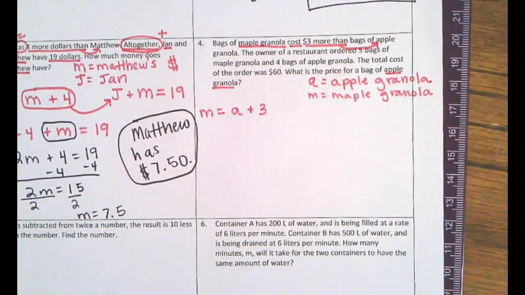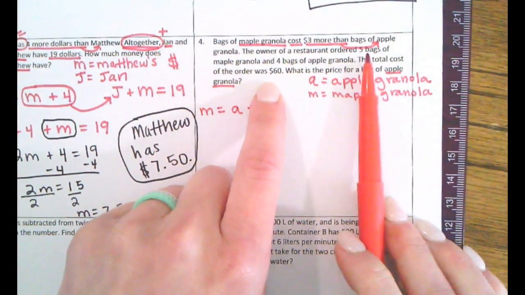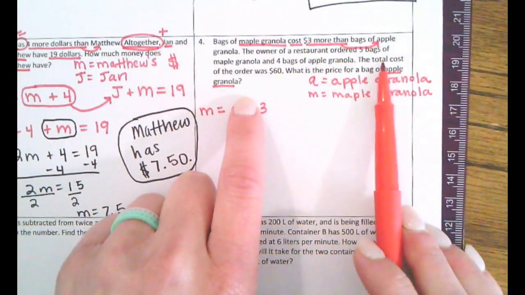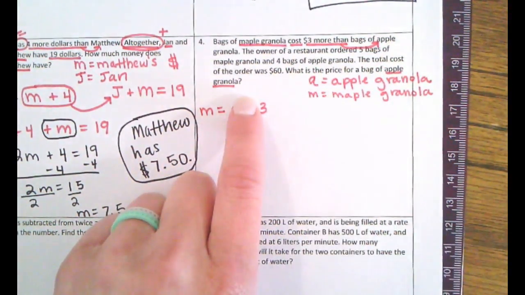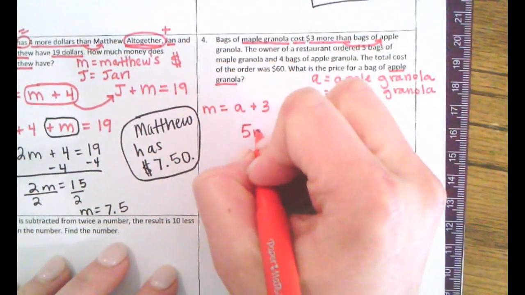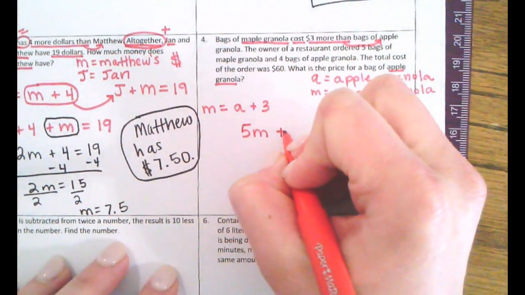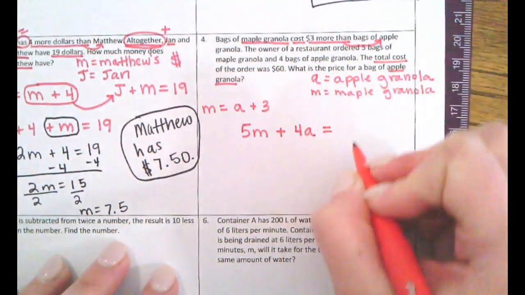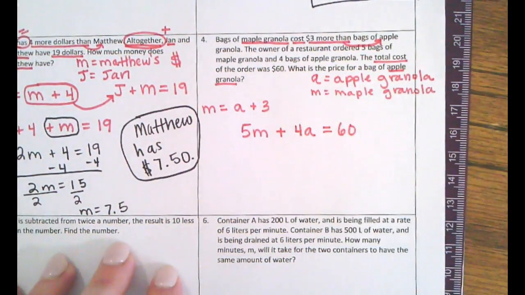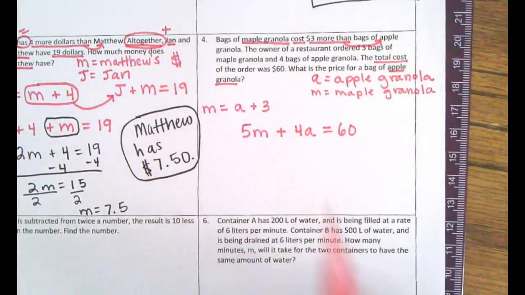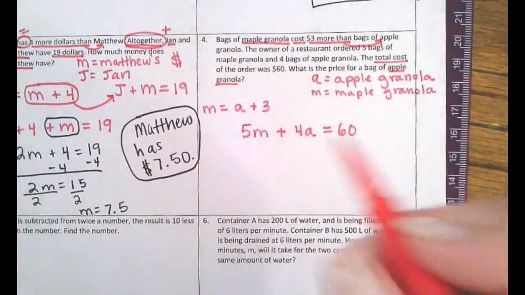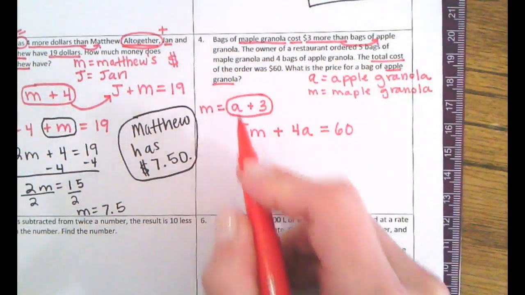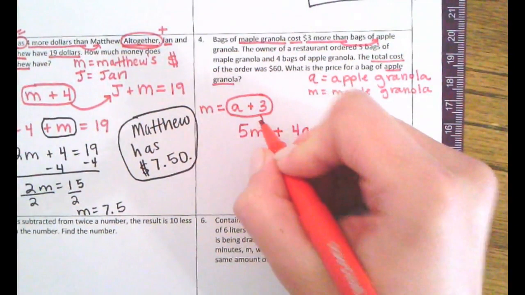The next thing I'm going to do is read what it is all together. They ordered 5 bags of maple, 4 bags of apple for a total cost of $60. So 5 bags of maple plus 4 bags of apple equaled the total cost of $60. But once again, I don't want these 2 unknowns. So I'm going to go to where I started writing my maple in terms of apple, and replace that in my equation.